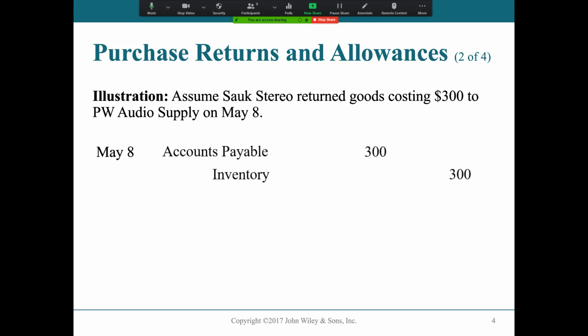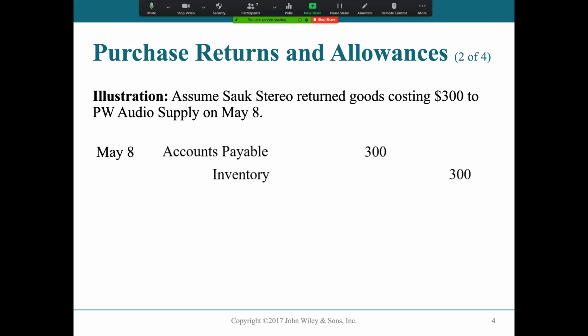So all we do when we make a return, if we're the purchaser, is we debit our accounts payable. Okay, remember accounts payable is a liability. So by debiting it, we're reducing that account. We now owe the supplier less than we owed them before, and we credit inventory. Inventory is an asset account. So again, by crediting it, we're reducing that account. So if you think about it, it makes sense. We're sending those goods back to the supplier, so our inventory account goes down by the cost of them, and our accounts payable, the amount we owe, also goes down. Okay, that's what it looks like from a purchase side.